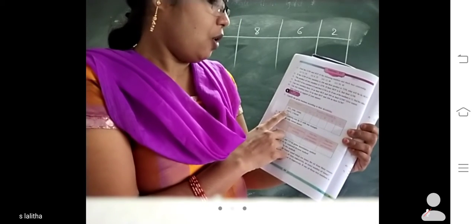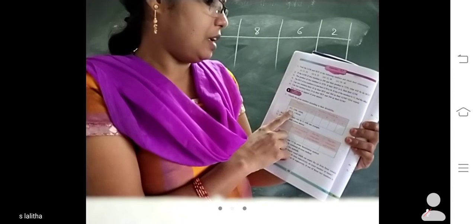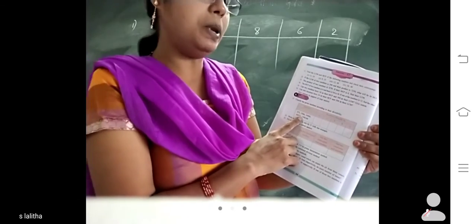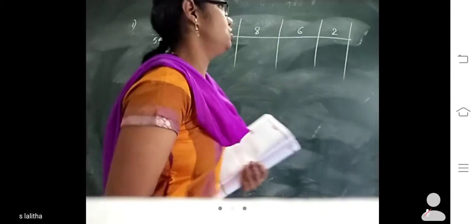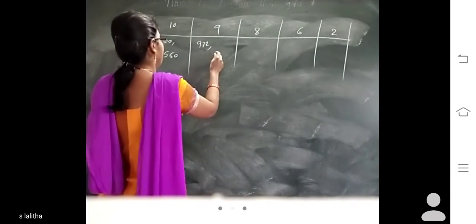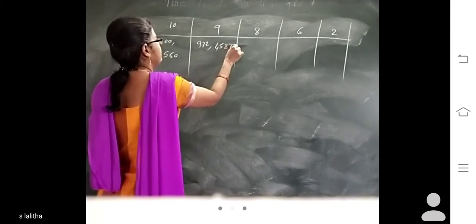Next, 4 plus 5, 9. 9 plus 8, 17. 17 plus 7, 24. 24 plus 3, 27. Is 27 divisible by 9? Yes. So this number is divisible by 9. 45,873.